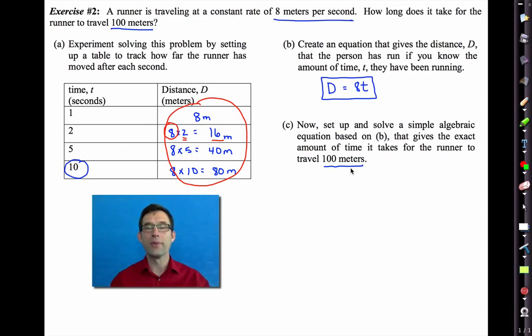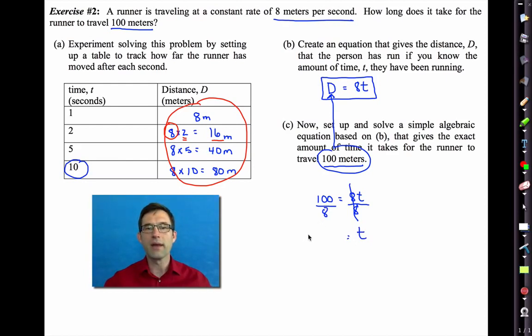All right, let's go through it. Well, algebra says, look, if I know that the distance I want to run is 100 meters, then I'm going to substitute it right into this equation. 100 equals 8 times t. Now, in order to solve this, and we'll be doing a lot of equation solving in the future, we're going to divide both sides of the equation by 8, because 8 divided by 8 is 1. We get our t all by itself.